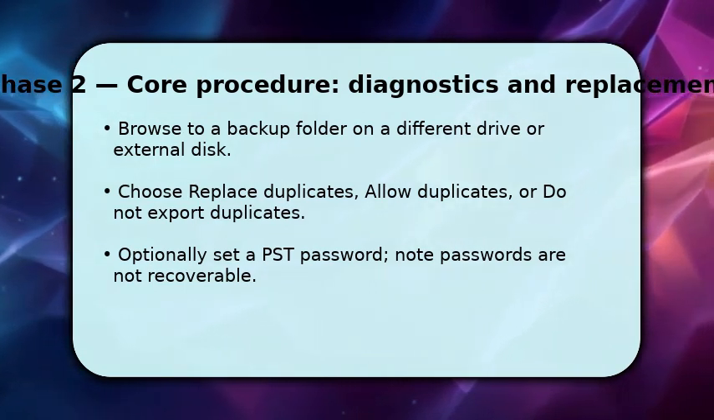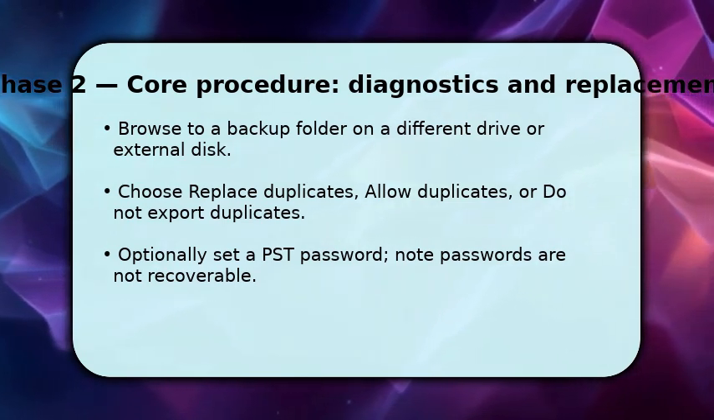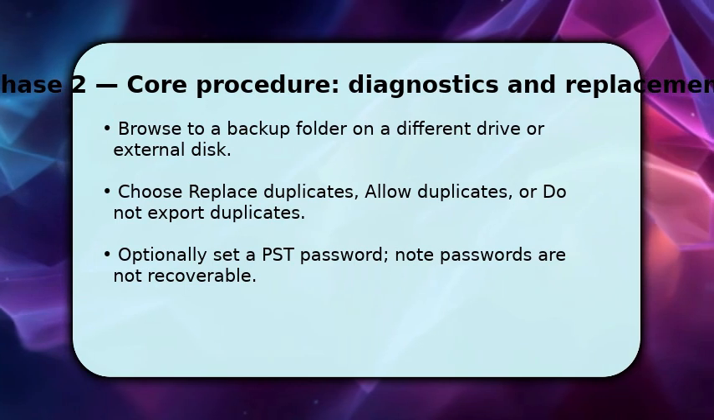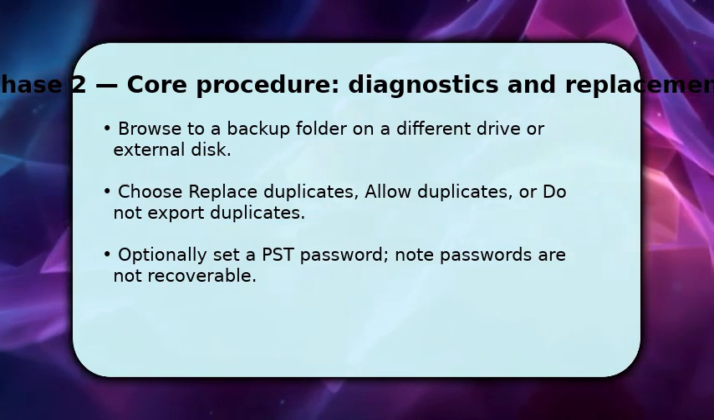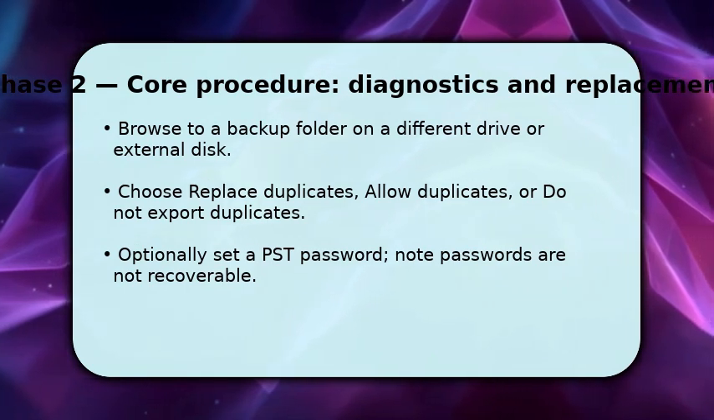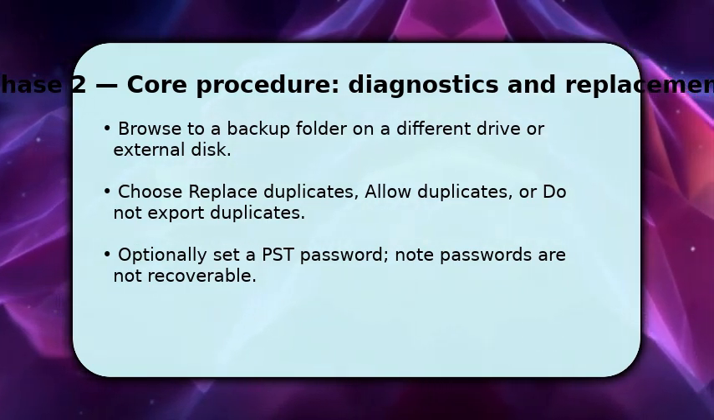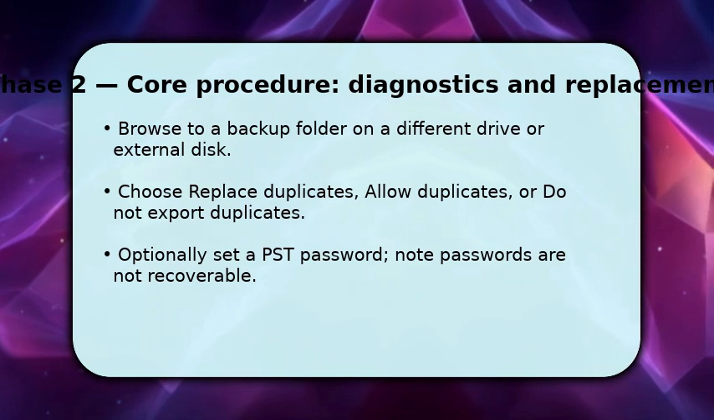avoid single drive failure. Choose how Outlook handles duplicates. Replace or do not export are common choices depending on whether you want a fresh snapshot. You can set an optional PSD password for added security, but be careful, passwords are not recoverable if forgotten. Finally, confirm the path, click Finish, and wait.